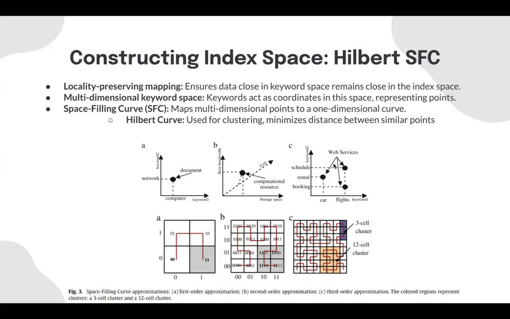So it can be observed here in figure 3, how we go from the first order Hilbert curve, to the second order Hilbert curve, and the third order Hilbert curve. This locality preserving property of the Hilbert curve allows Squid to handle complex queries involving ranges, wildcards, and partial keywords with fewer node lookups, making it very, very efficient.